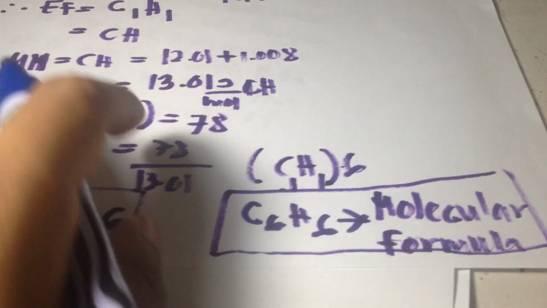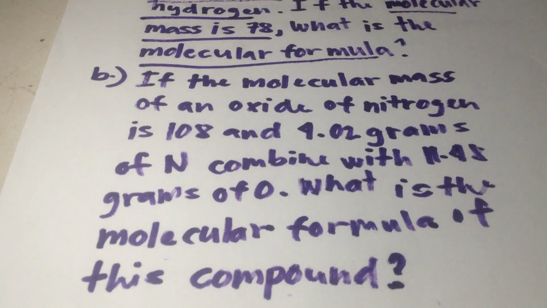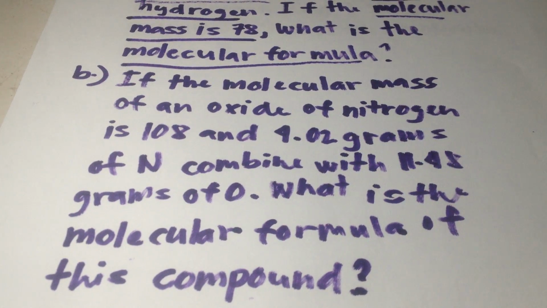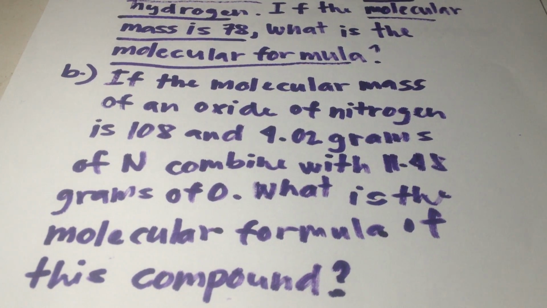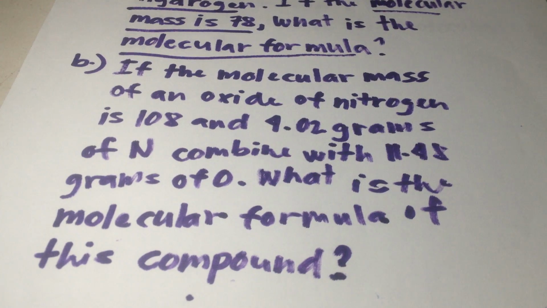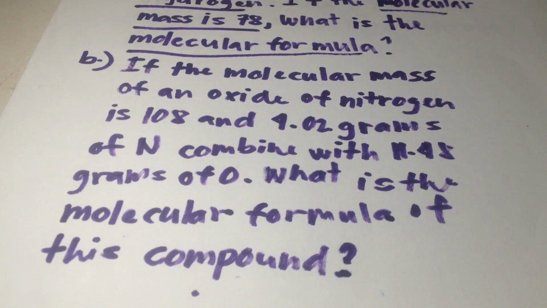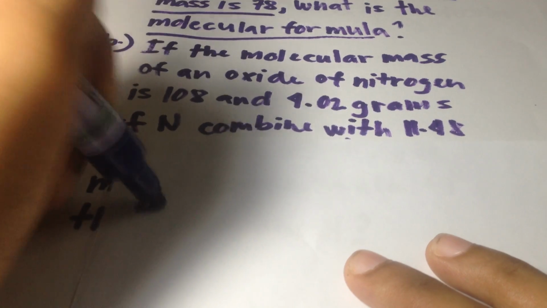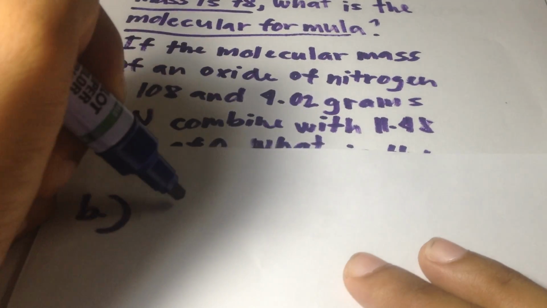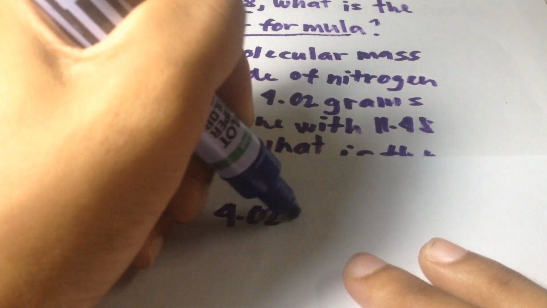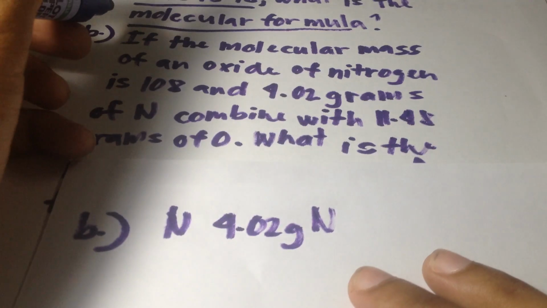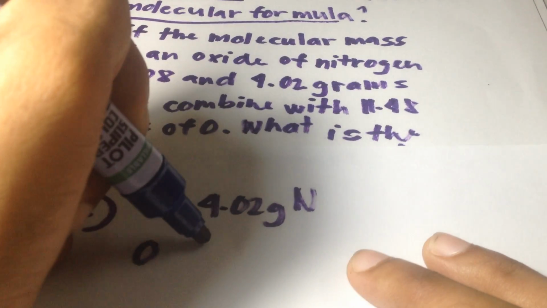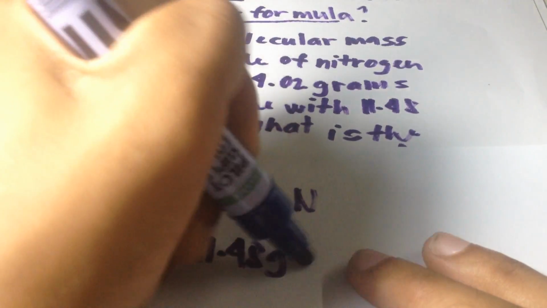Okay, so let's begin with letter B. If the molecular mass of an oxide of nitrogen is 108 and 4.02 grams of nitrogen combined with 11.48 grams of oxygen, what is the molecular formula of this compound? So in letter B, we have 4.02 grams of nitrogen, and oxygen has 11.48 grams.